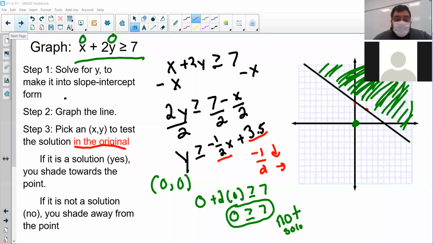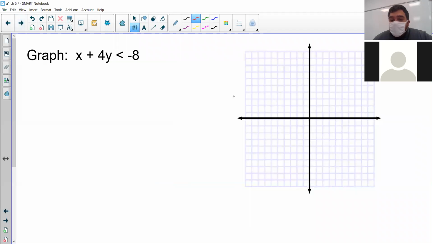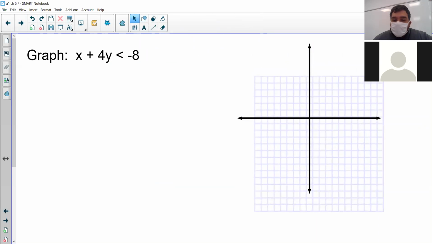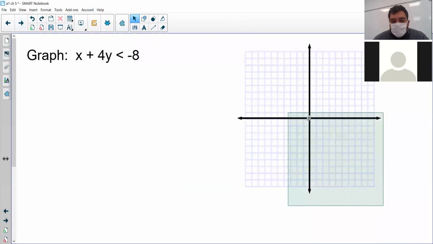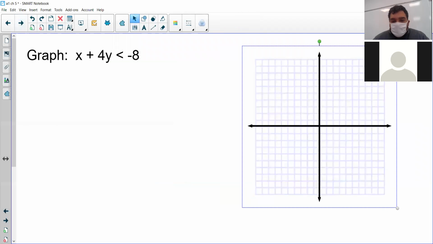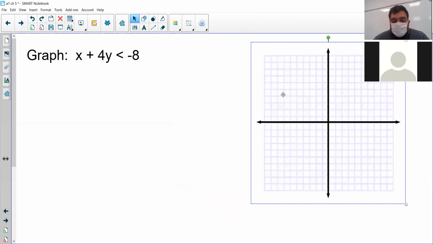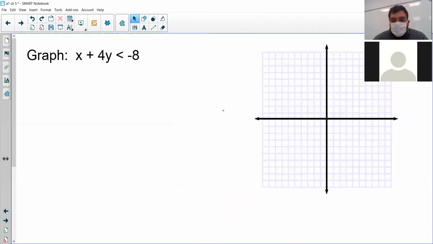All right. So we're going to do the next problem. So everyone write this problem down. x plus 4y is less than 8.